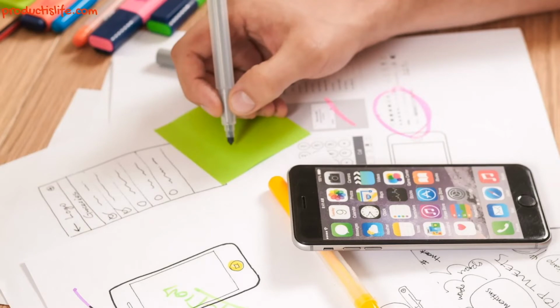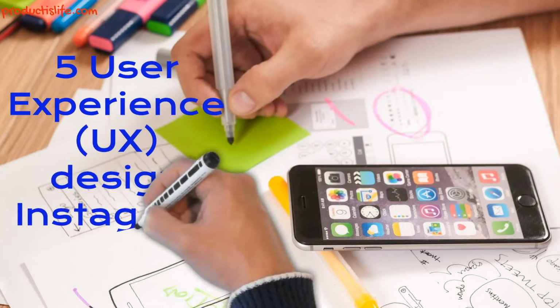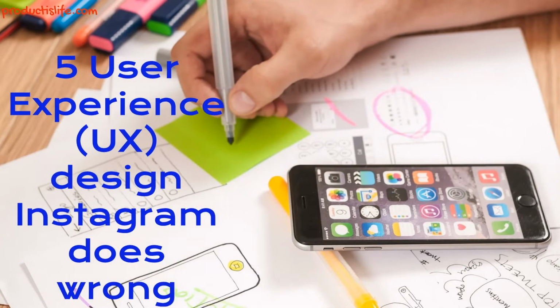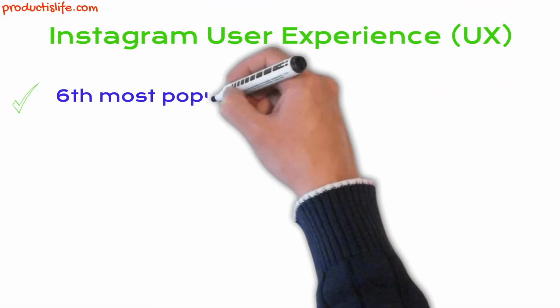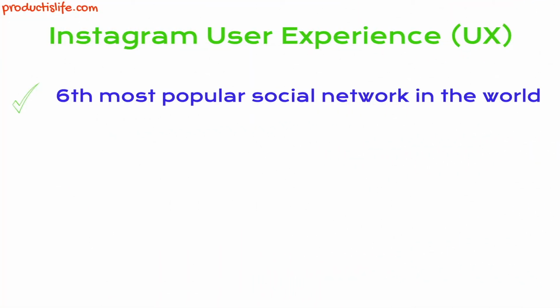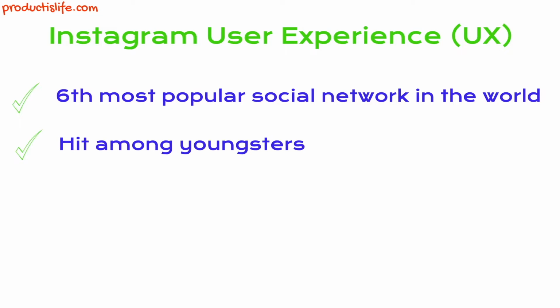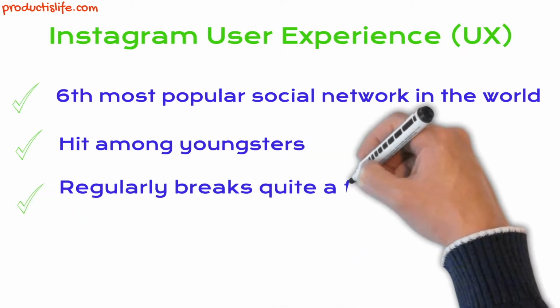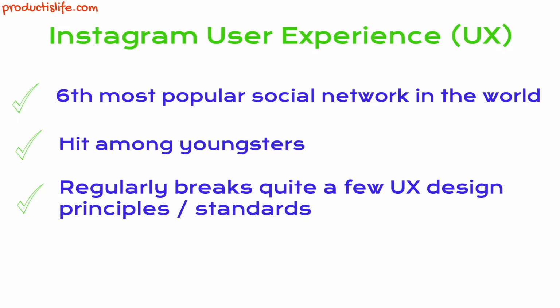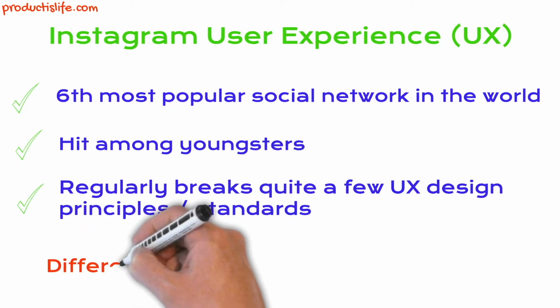In today's video, we are going to talk about 5 user experience designs that Instagram does wrong. Instagram is the 6th most popular social network in the world and we spend a good amount of time daily on Instagram. Instagram is often praised for its UX design, which has made it a hit among youngsters. However, there are quite a few UX design principles or standards that Instagram regularly breaks.